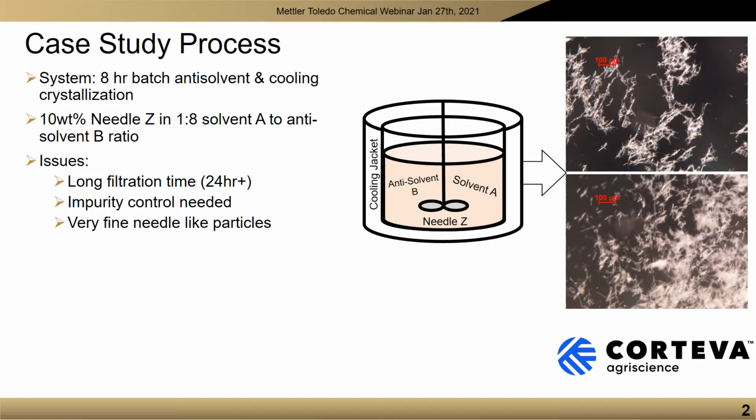Through collaboration with Corteva Agriscience, our case study process is a batch anti-solvent and cooling crystallization process. The model compound, Needle Z, is crystallized over 8 hours from a mixture of a solvent and an anti-solvent. In a typical crystallization run, very fine needles, as you can see from the microscopic images on the right, are generated, causing long filtration time of over a day in a typical pilot plant production.